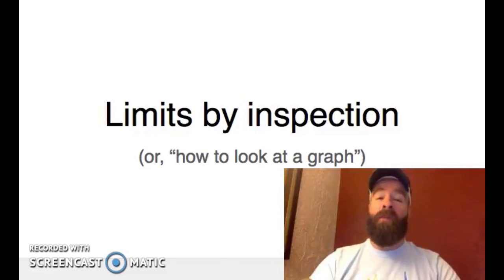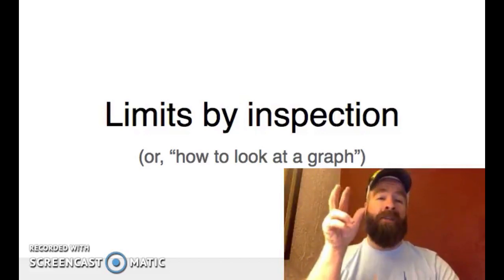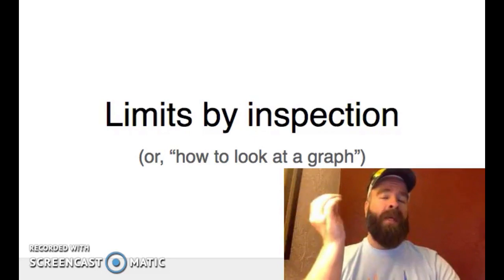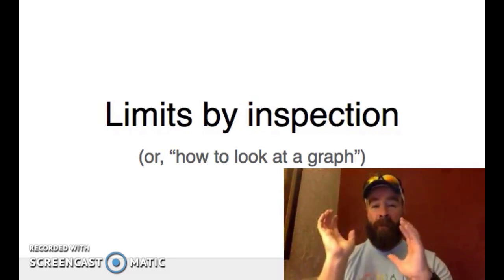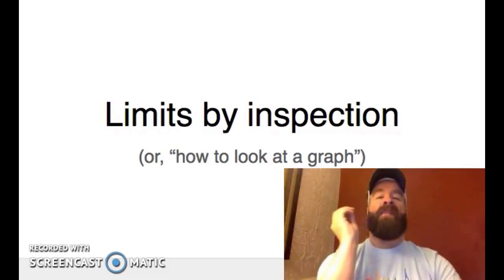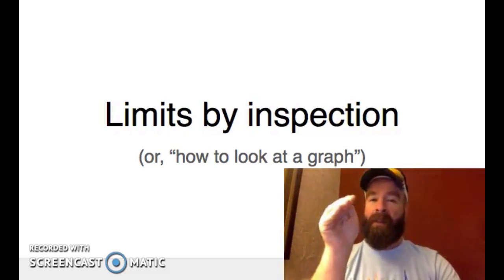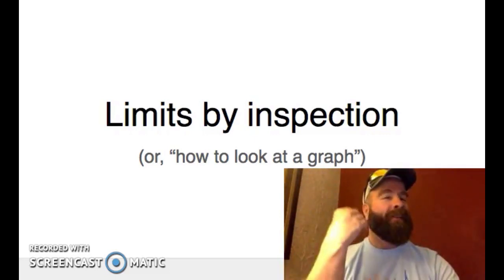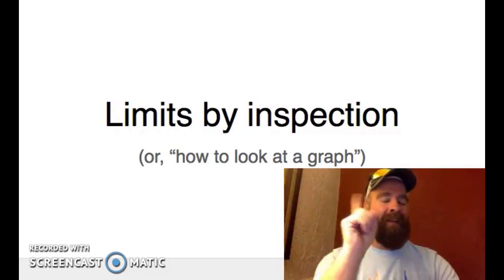Hey everybody, the purpose of this video is to remind you of the informal definition of a limit and to explain to you how it differs from finding a function value, and then to show how to find limits by inspection. So we're calling this limits by inspection, or how to look at a graph.